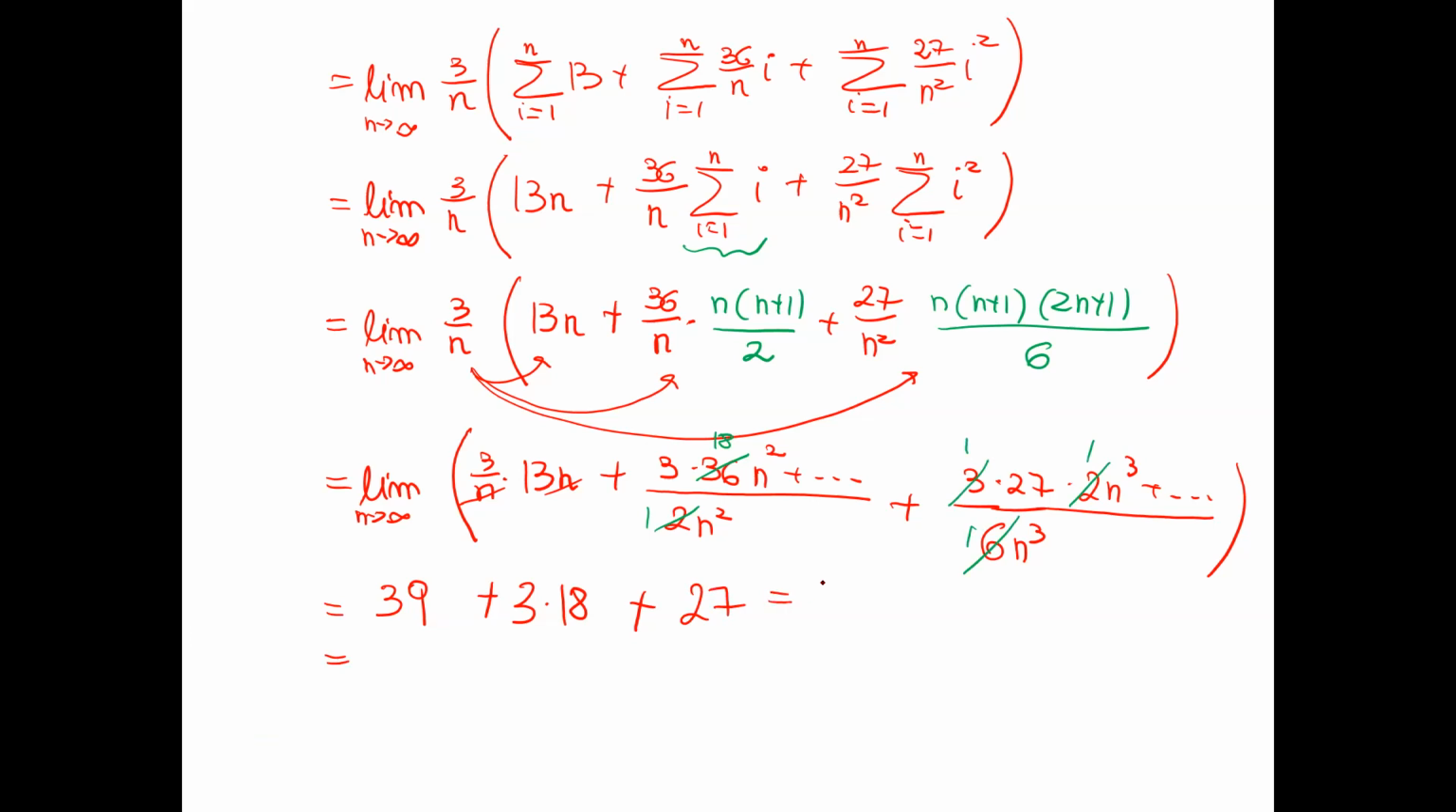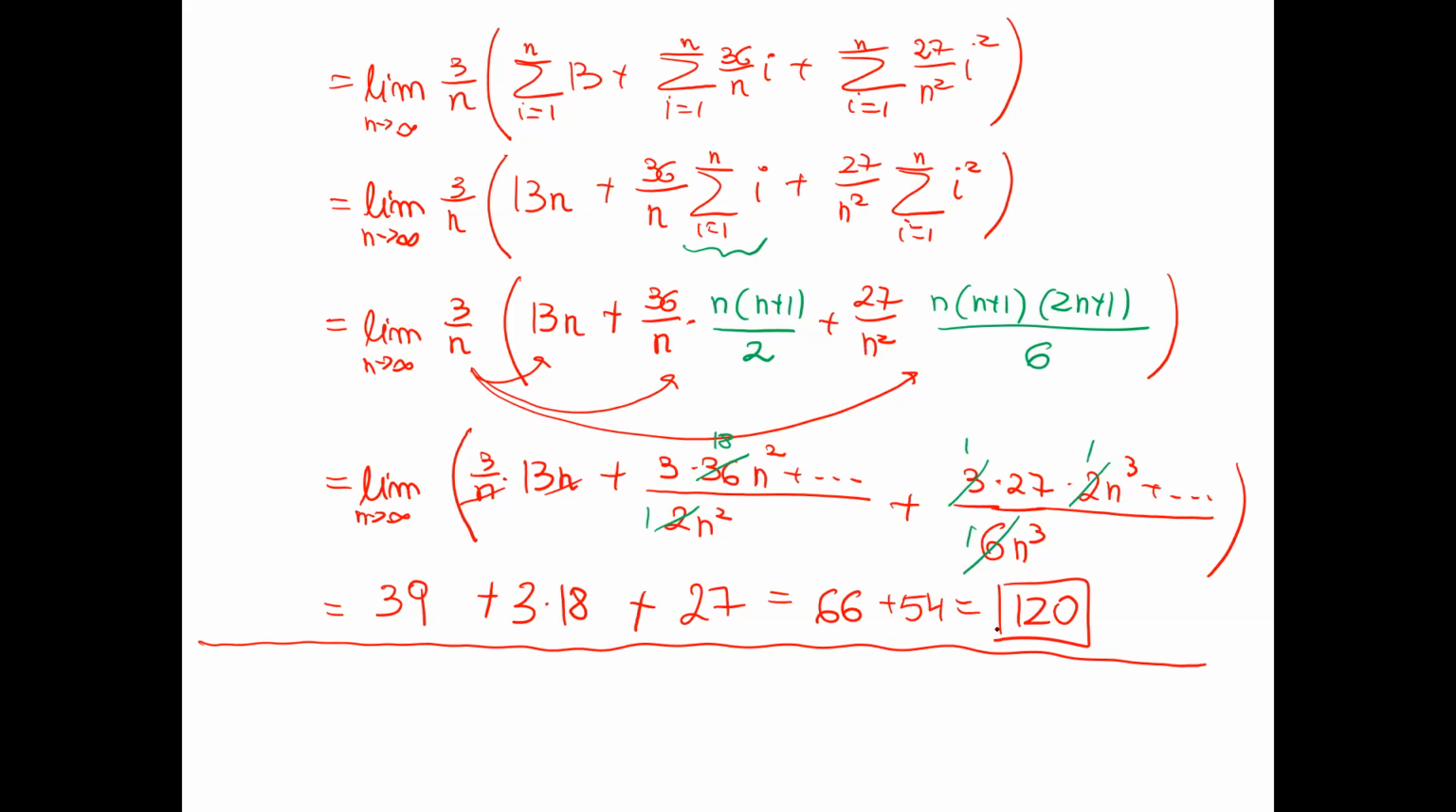Actually, let me do it here, because I can still use the fundamental theorem of calculus. I hope I have enough room. All right. What we can do, 39 and 27 is 66, and 18 times 3 is 30 plus 24, 54. Oh, nice, 120. Okay, we did it with a small help of my dog.